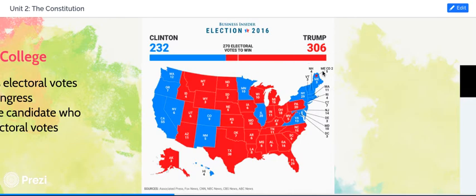And so Trump ended up with 306 and Hillary ended up with 232. And again, you've got to have 270 to win. So if you hit this number in the middle and you win 270 votes, you win the presidency of the United States.